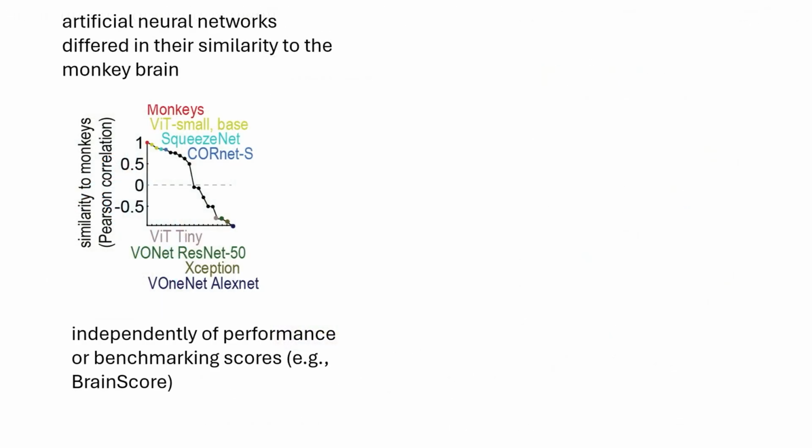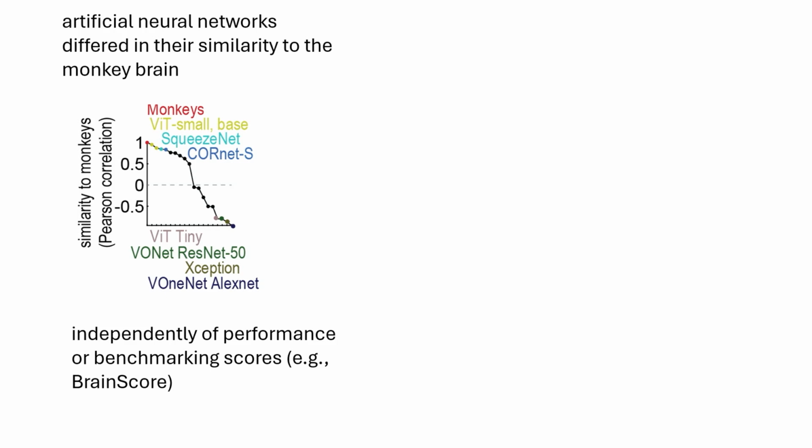And what was also interesting is that when we then asked this same question by looking at artificial neural networks, we found that most of them differed in their similarity to the monkey brain. There were some networks that somehow had already learned the same principle, things like the AT-small, the SqueezeNet, and CoreNet-S, but a lot of the same architectures also failed to encode this. In fact, their ability to resemble the monkey brain seemed to be independent of benchmarking scores or accuracy, such as Brain-Score.